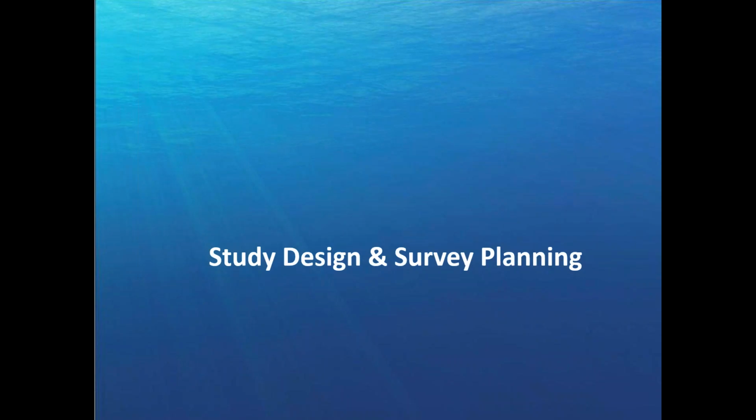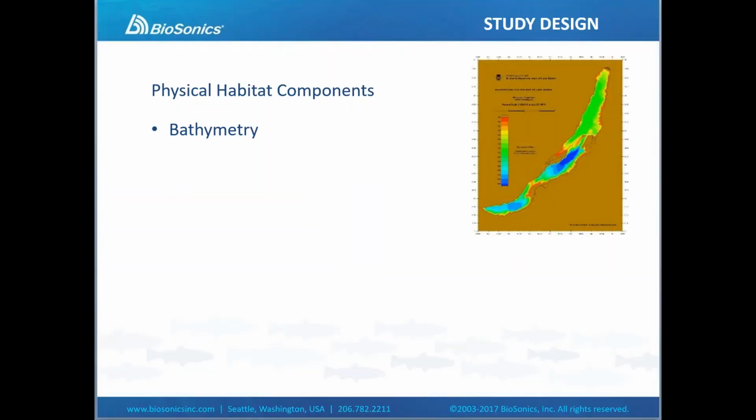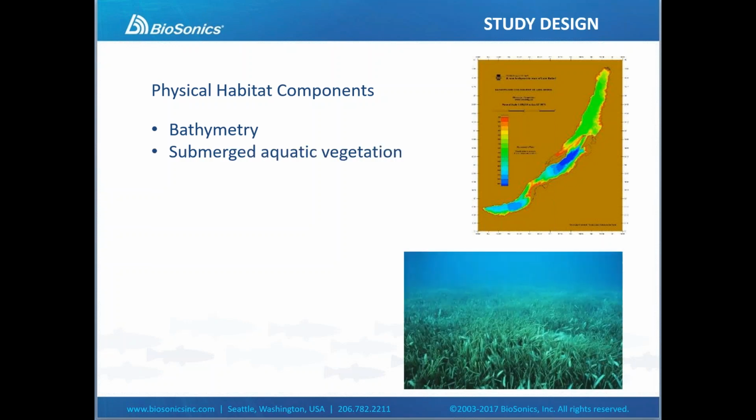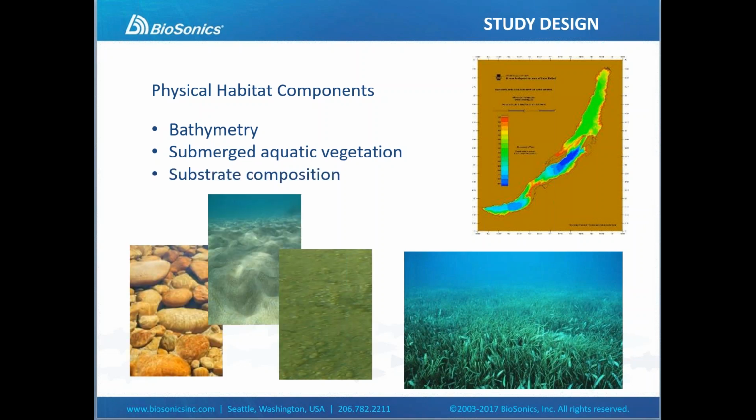If we start at the beginning and look at the study design and survey planning aspect, step one is we need to answer the question as to what parameters are we interested in? What are the components of the habitat? Is it purely bathymetry we need? Do we want to quantify the presence of plants? Or are we interested in classifying different substrate types, whether it's rocky, reefs, or sand, or mud?